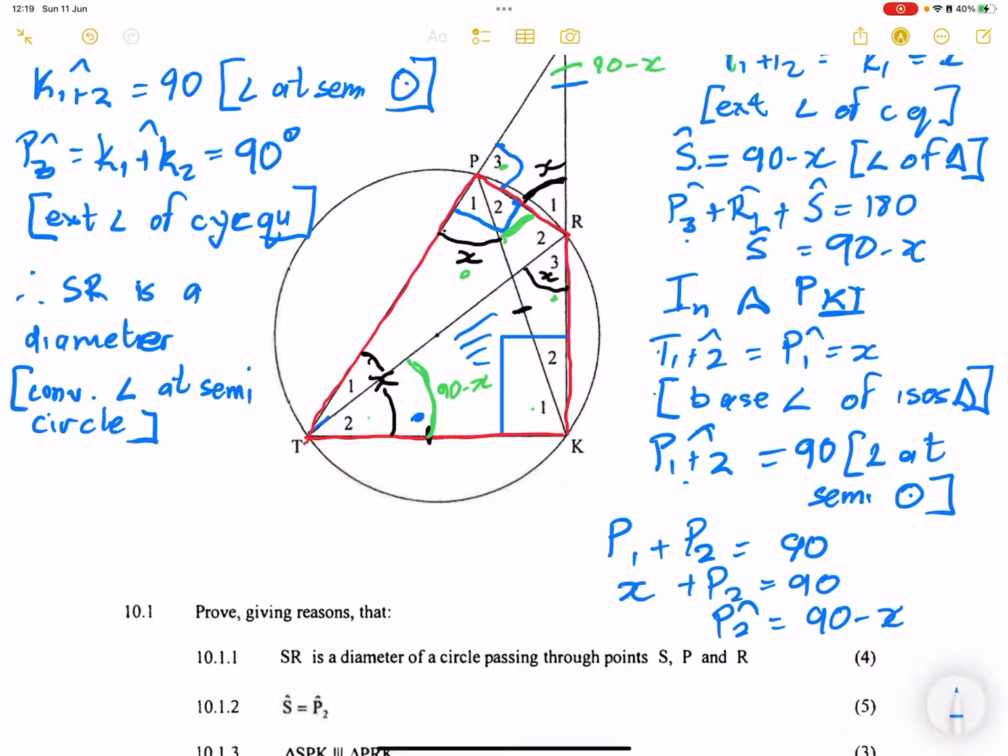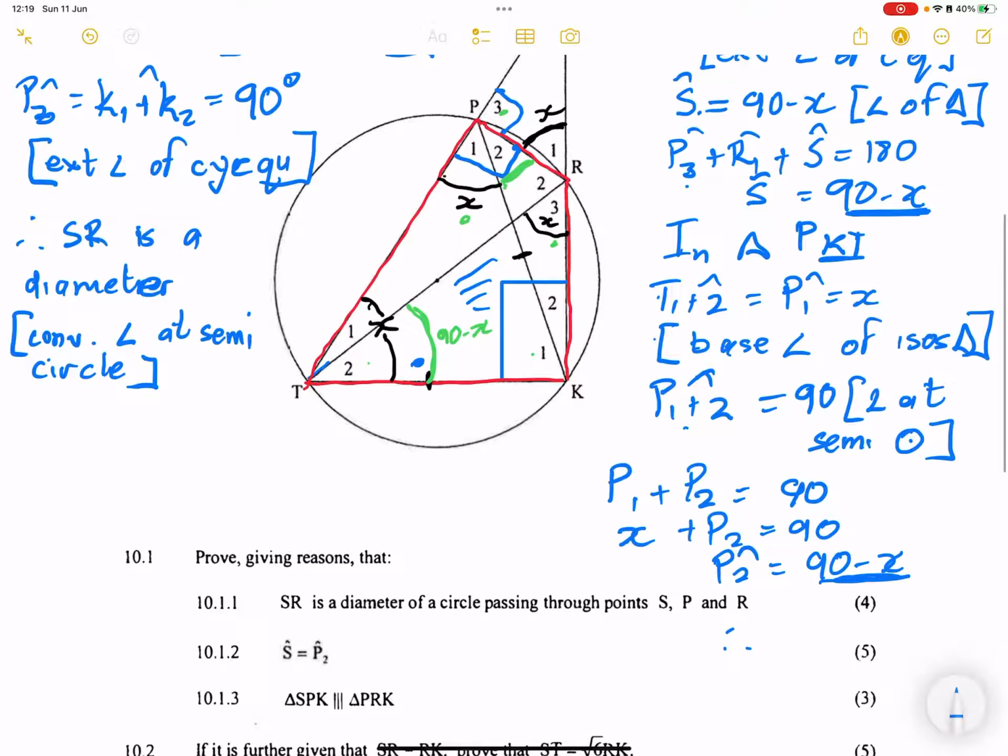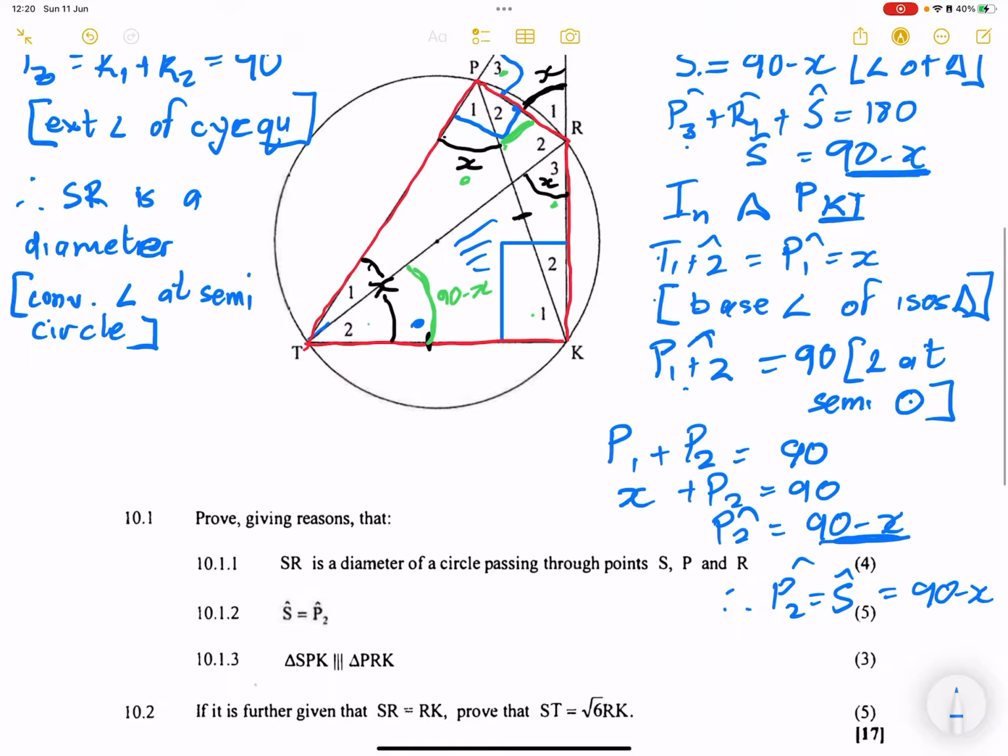So note, we've got S being 90 minus X, and we've got P2, which is 90 minus X. So we can conclude that P2 should therefore be equal to angle S, because both of them are 90 minus X. It's much easier to reference the angles when I work with that X. All right, let's move on to the next one.